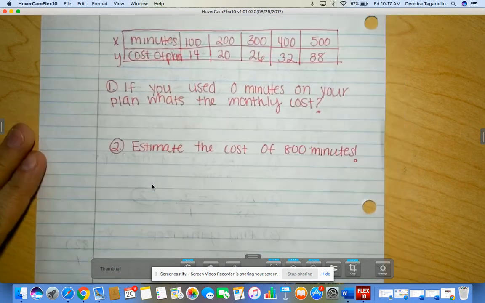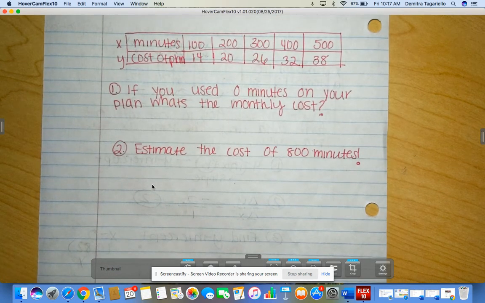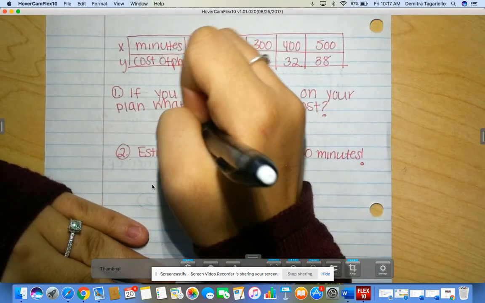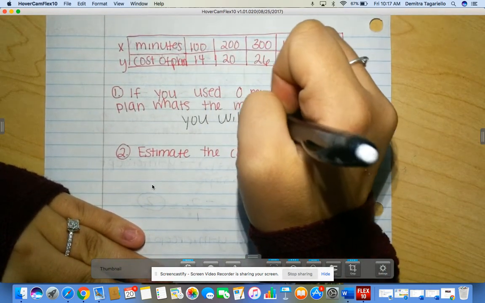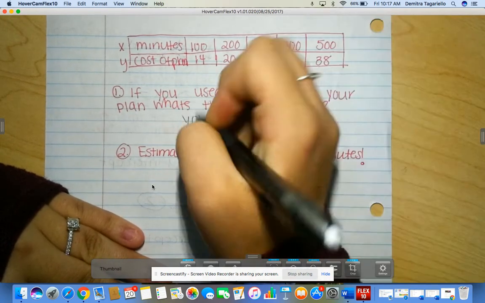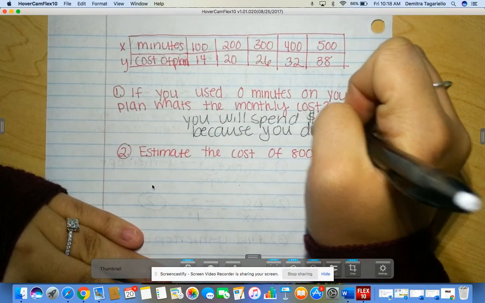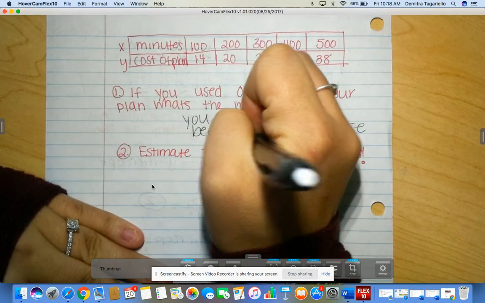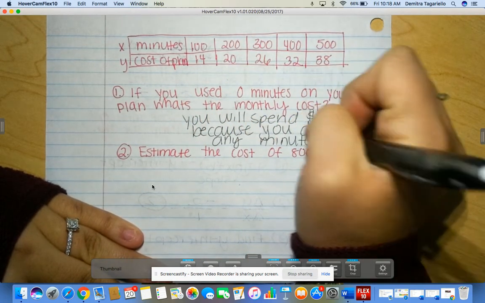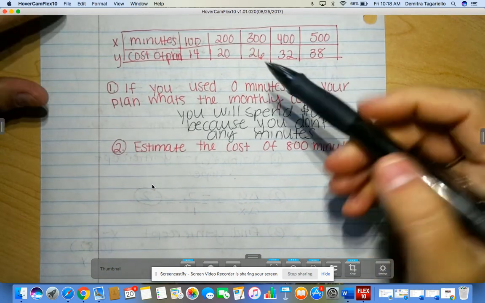So first question says, if you use 0 minutes on your plan, what is the monthly cost? So you need to think logically. If you're not going to use any minutes on your plan, and you pay per minute that you use, how much money do you think that you will be spending? Okay, so key here is you will spend $0 because you don't use any minutes. And in this case, your cost is dependent on how many minutes you use, okay?